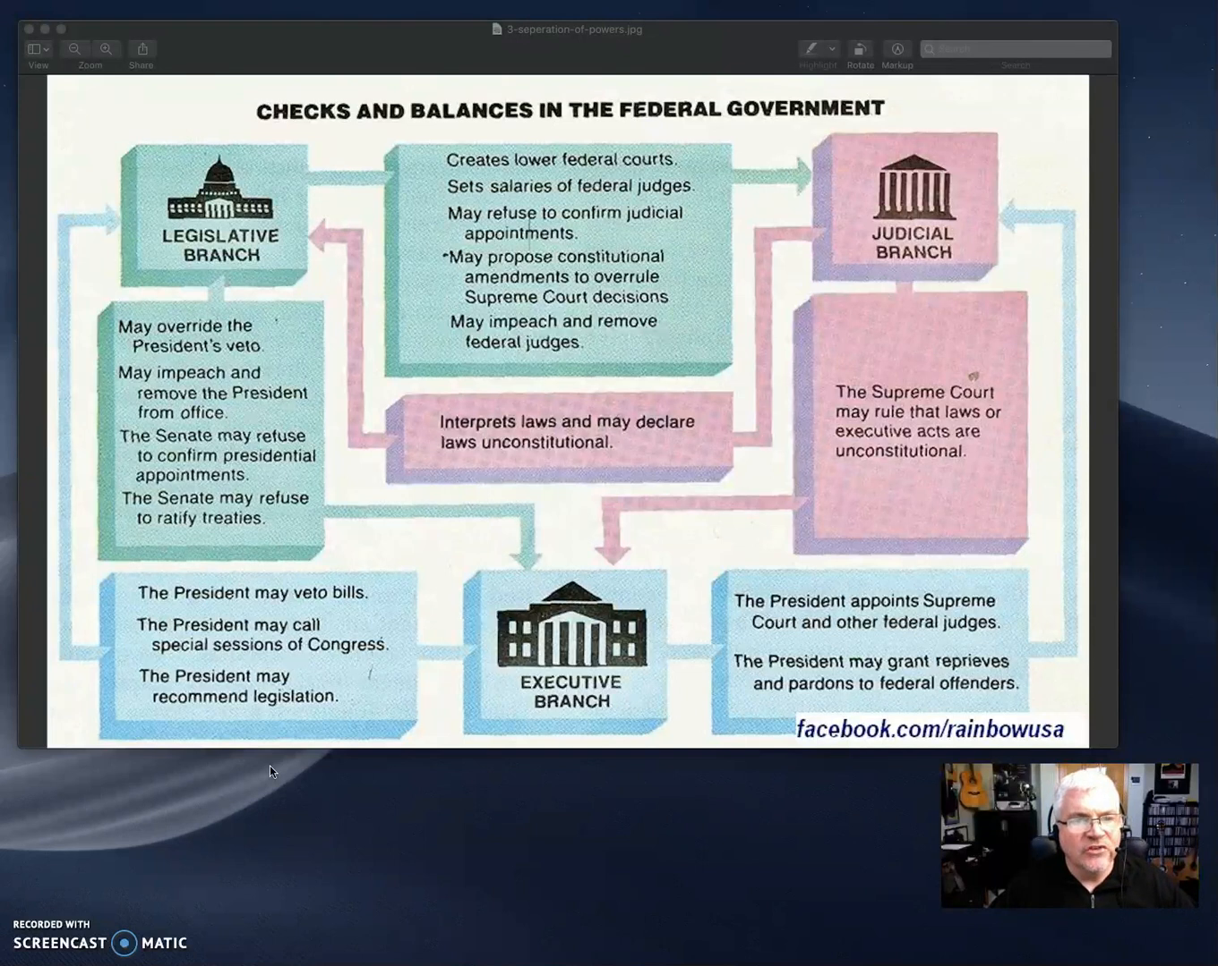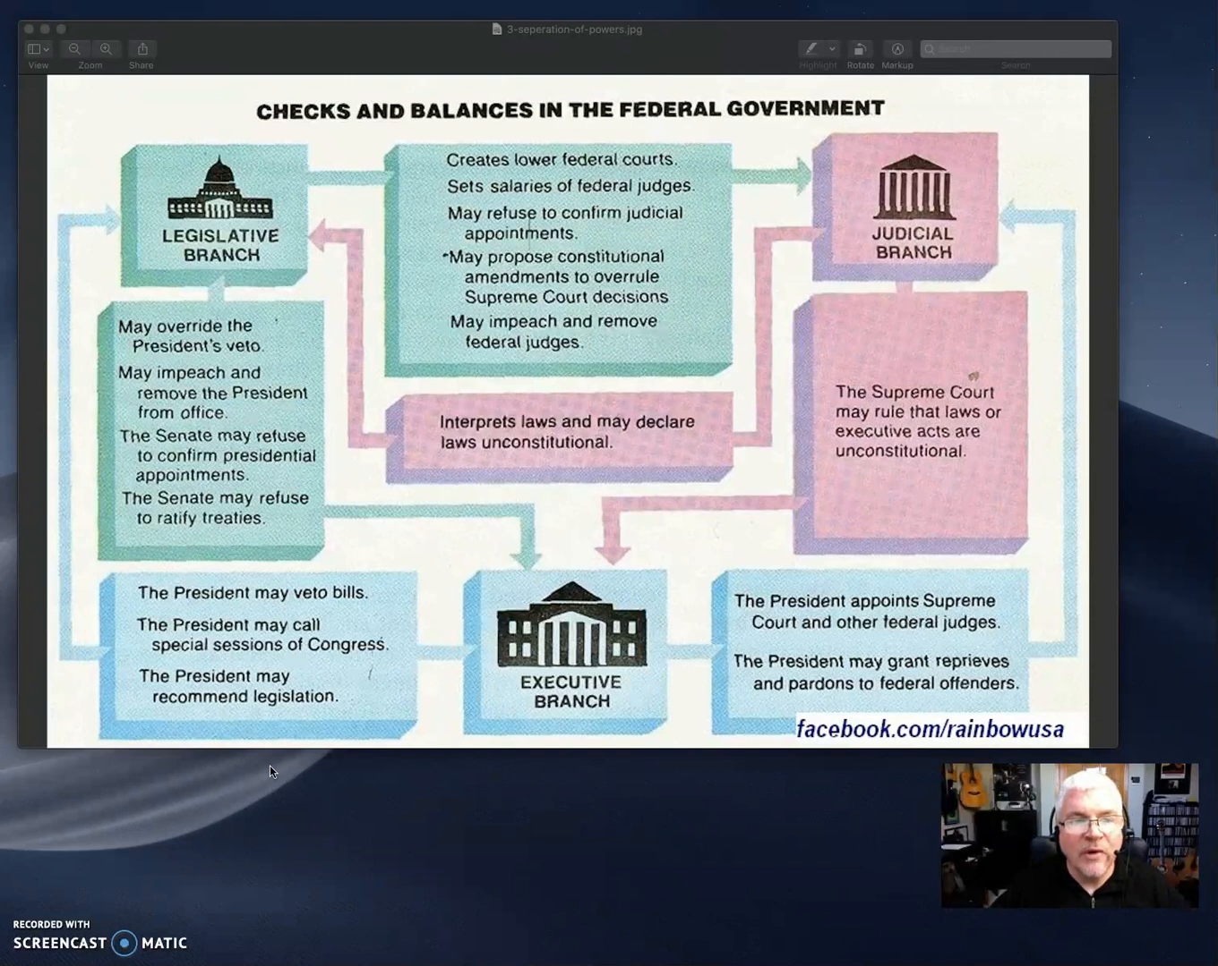I want to talk a little bit about checks and balances and just use a simple chart to do that. Let's recall that our constitutional federal democratic republic form of government is one in which we have a separation of powers, a balance of powers.